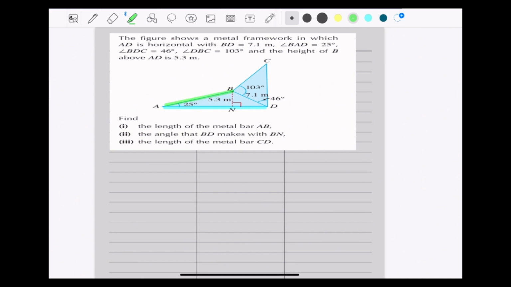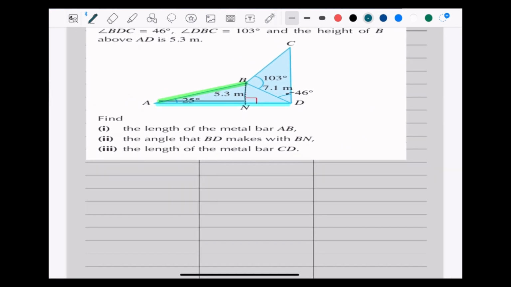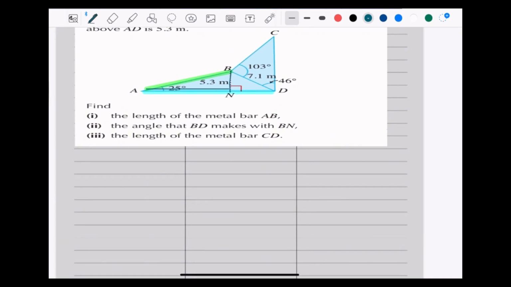And as you could see, this length AB and this height, straight away it's a mixed question of right angle triangle. So I can see it's a right angle triangle. According to the angle 25, the opposite 5.3 is given, and this is the hypotenuse. So rather than going into sine rule, I'll straight away use opposite, which is 5.3 over h.